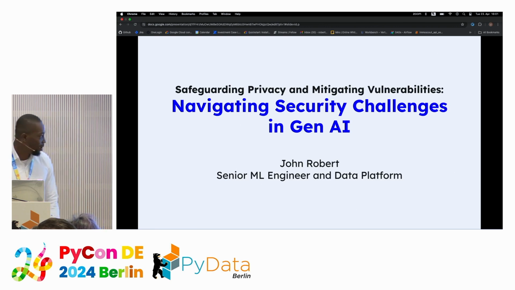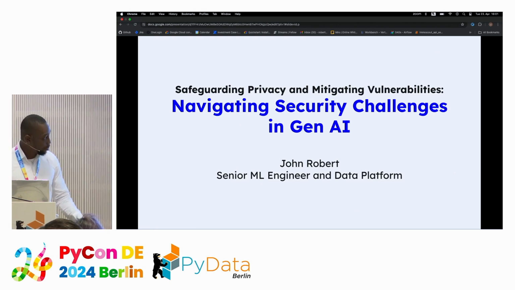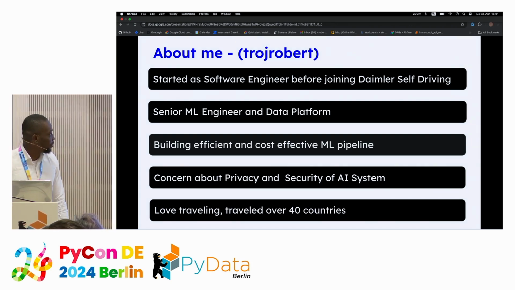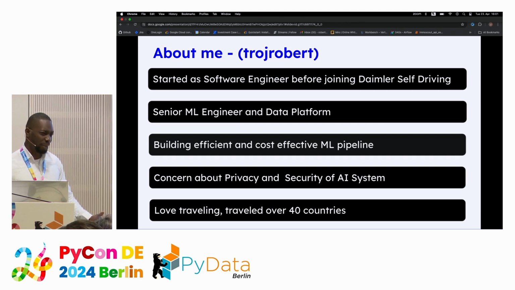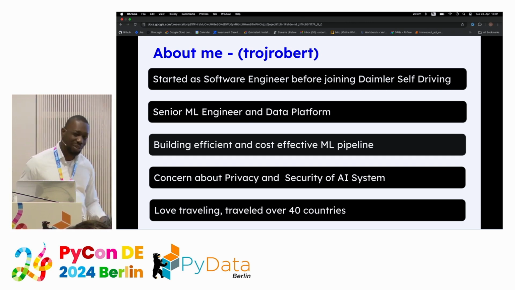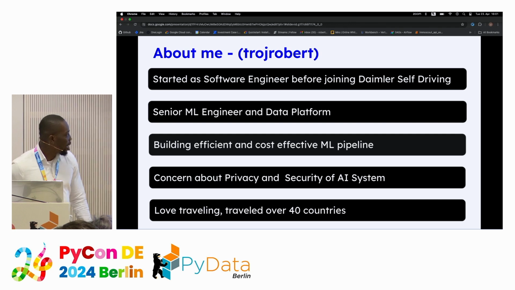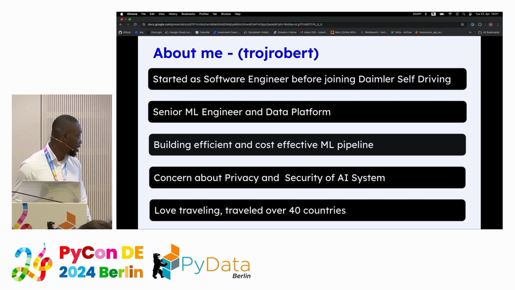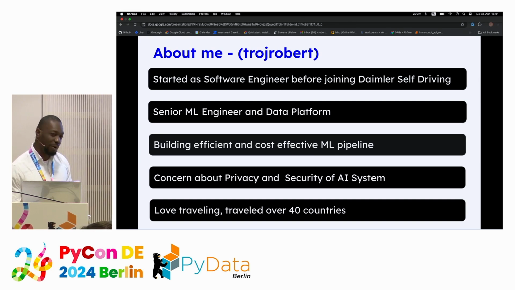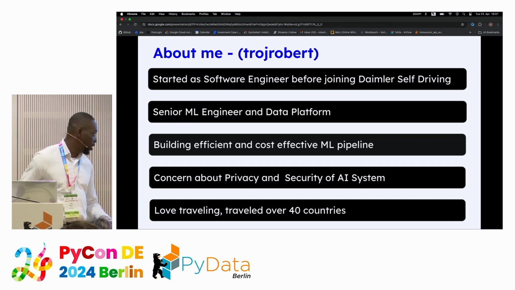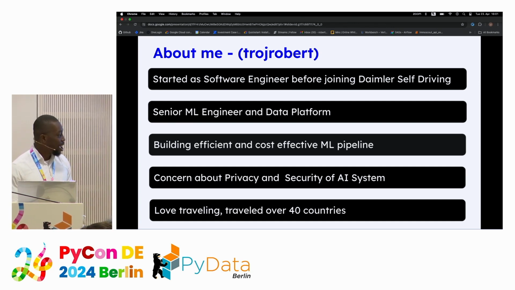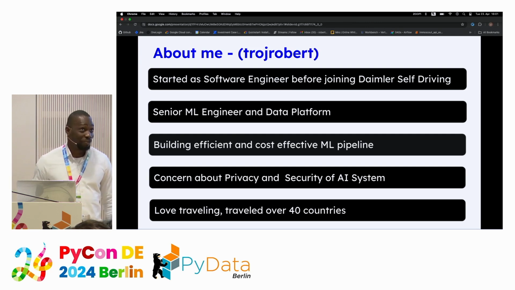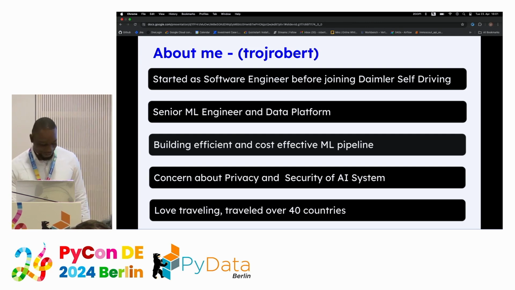So I'm John Robert. I'm a senior data engineer, and I also like to do data platform work. A bit about myself, I started mostly in software engineering, and then I joined Daimler, which is called Mercedes, in the self-driving car team. That was when they started in like 2017, earlier on. And from then, I liked things to do with machine learning, so I developed myself in machine learning. I love building ML platforms, and now I'm very concerned about the security and the data privacy of ML and AI in general. I also love traveling. I've been to about 40 countries now. Hopefully, I want to travel to 200 of them, but now still at 40.